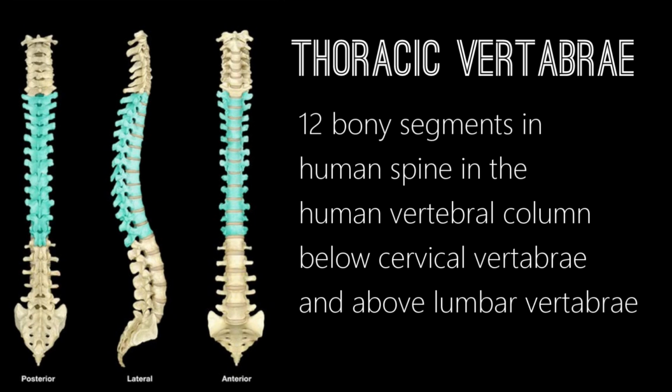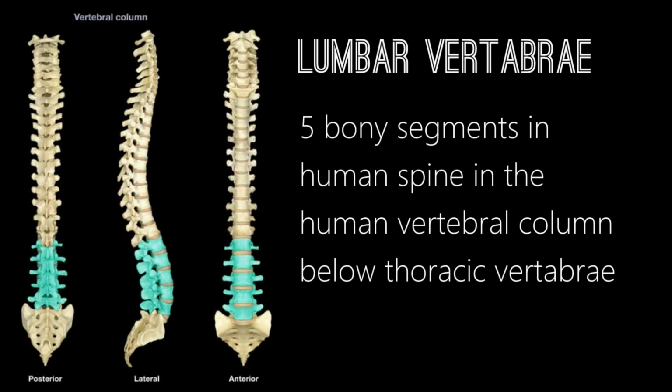Thoracic vertebrae: 12 bony segments of the human vertebral column below the cervical vertebrae and above the lumbar vertebrae. Lumbar vertebrae: 5 bony segments of the human vertebral column below the thoracic vertebrae.